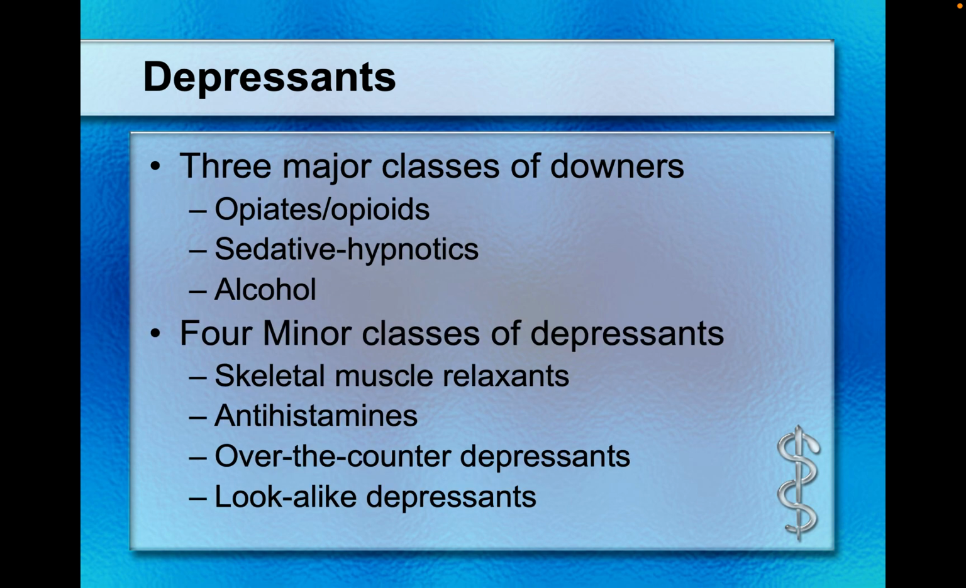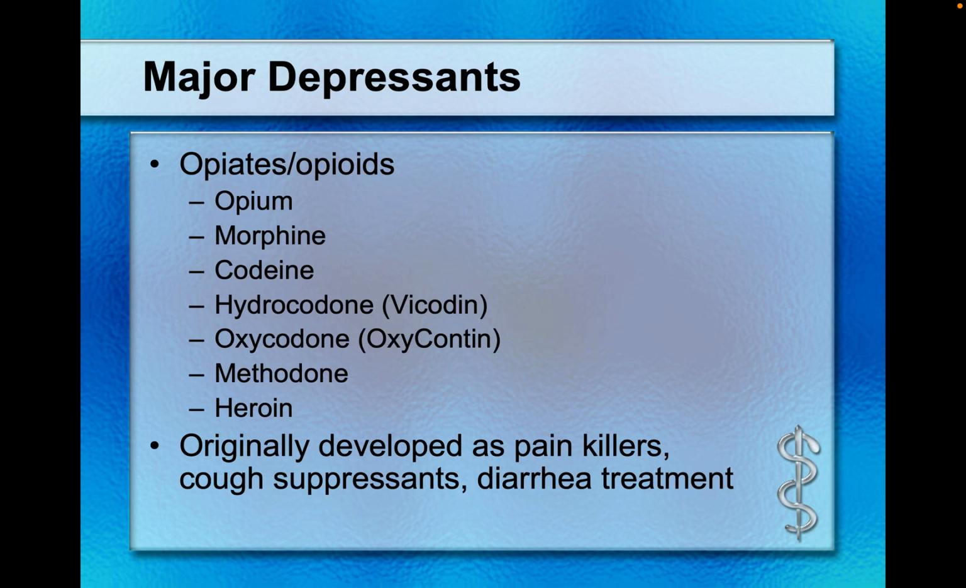Three major classes of downers. There are opiates, opioids, sedative hypnotics, and alcohol. We're going to talk about alcohol next week in Chapter 5, but we're going to talk about the opiates, opioids, and sedative hypnotics today. Four minor classes of depressants: skeletal muscle relaxants, antihistamines, over-the-counter depressants, and look-alike depressants.